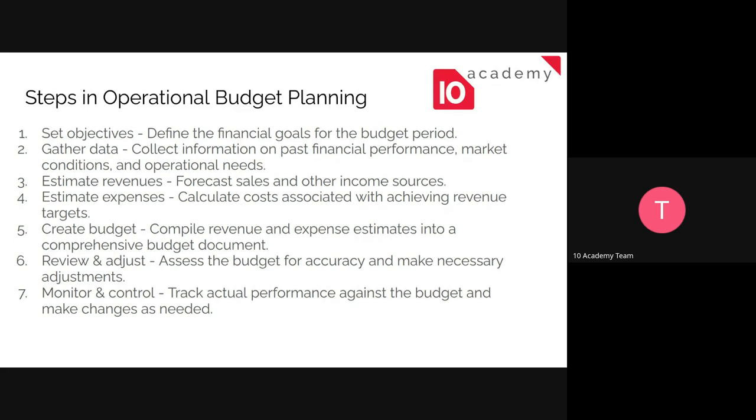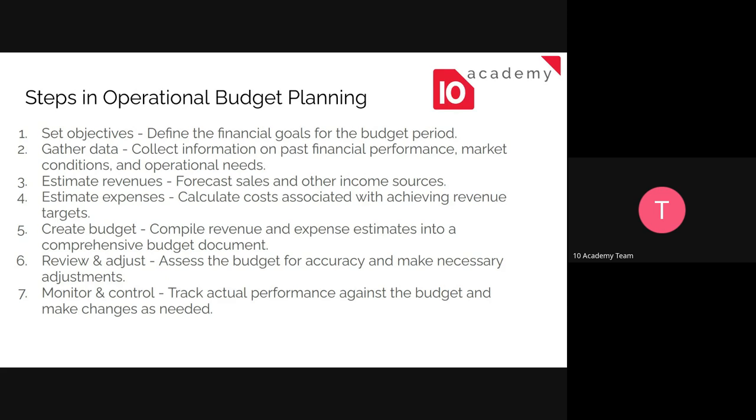So let's move to the final parts, which are the steps in an operational budget plan. The first thing you need to do is set objectives, which means defining the financial goal for the budgeting period. What do you want to do in this period, whether it is a year, a semester, or half a year, but you need to define the goal. Then you collect information about past financial performance. If your company is not new, you will have this data. Or you can also include market conditions and operational needs. And from this, you can estimate your revenue and expenses.